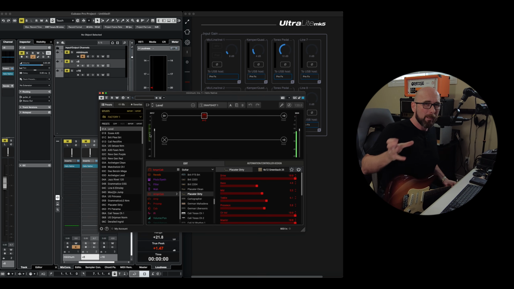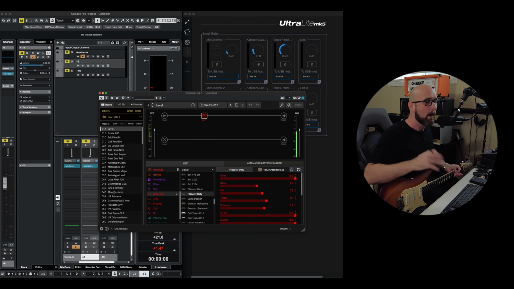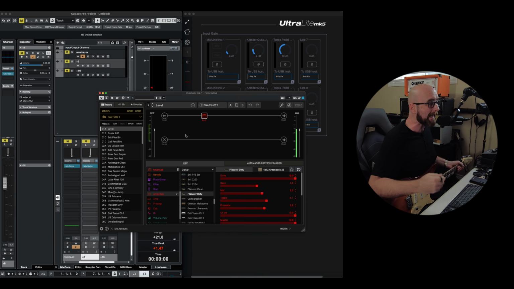I've never told anybody they should, because we can't say minimum gain on every interface because they're all different. But a lot of modern interfaces, such as Focusrite Scarlett, the newer generation, things like UAD Apollo, it's going to be within 1 to 1.5 dB of what something like, for instance, Helix Native is looking for.